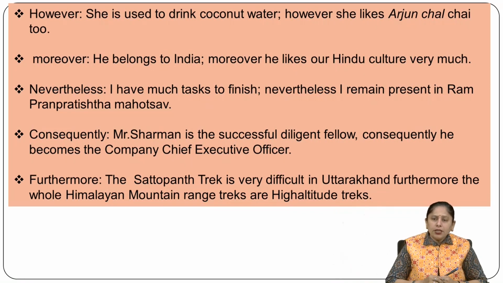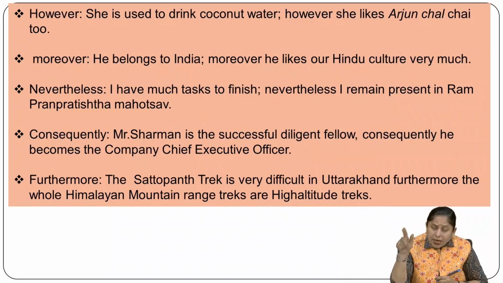Look, however, in the sense it adds something about the sentence. As for example, if you put the sentence she is used to drink coconut water aside, keep it aside and make one sentence, the subordinating sentence in the beginning, however she likes Arjun Chal chai too, then it may play the role of the main sentence, the principal sentence. This is the main activation of the benefit of the subordinate adverbial phrases as well as adverbial modifiers.